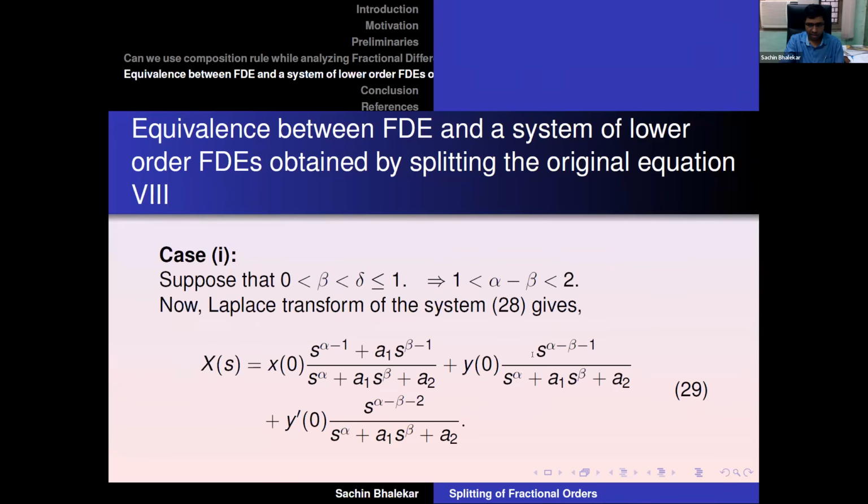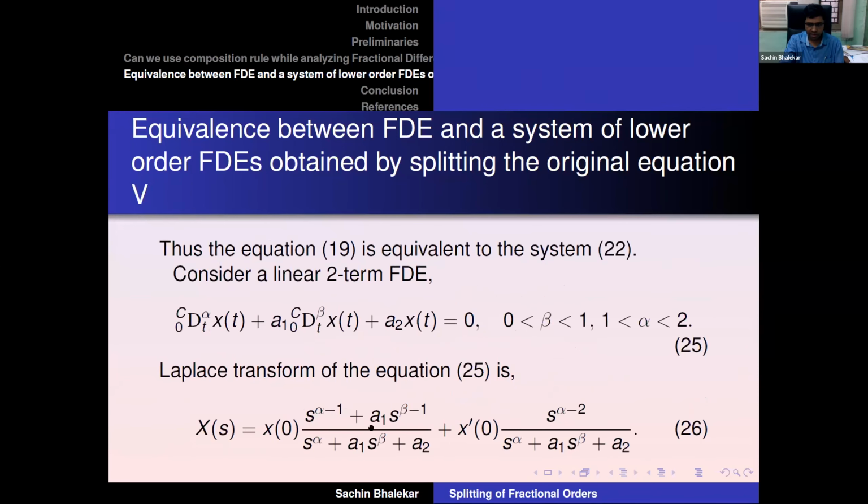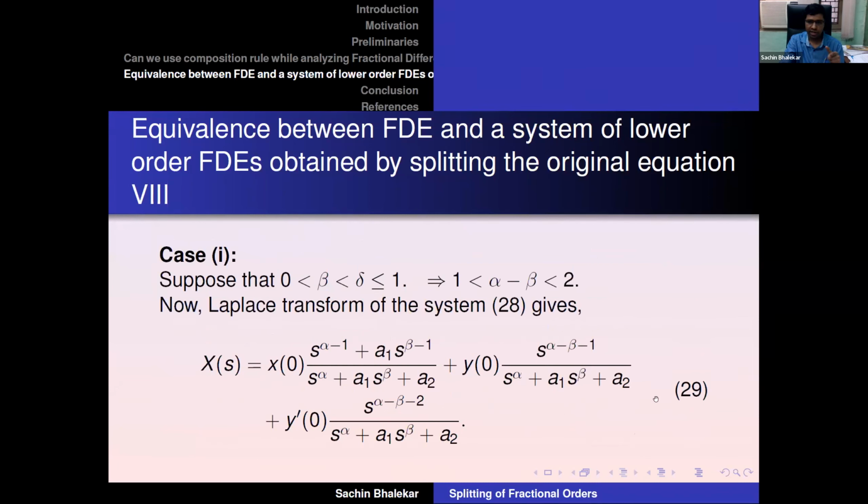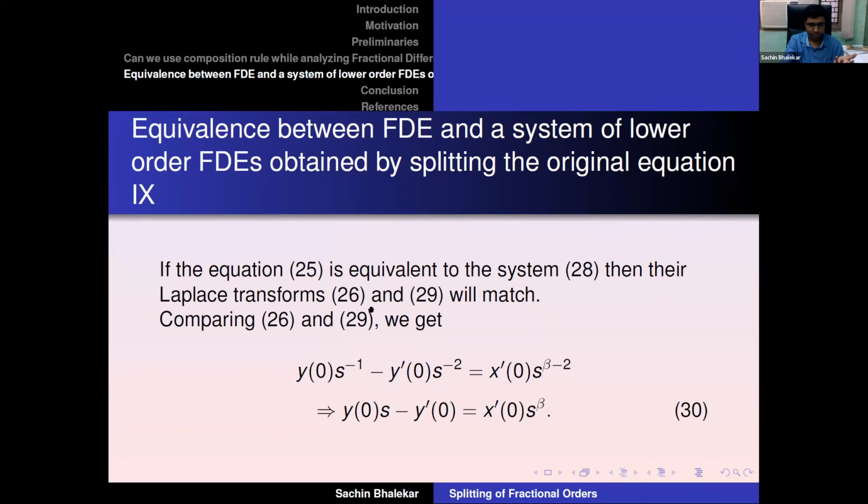Now earlier we had equation 26 as the Laplace transform of this equation. So from the given system we obtain capital X(s) as 26, and here we are getting it as 29. So equation 25 and the system 28, these two are equivalent if and only if these Laplace transforms match. And if we compare these two equations, we obtain an equation of this form.